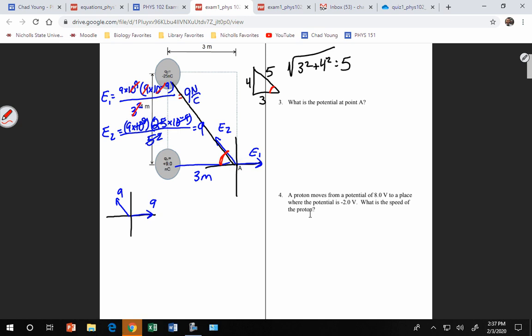53, right? 37 is the small angle. So this angle is 53 degrees. I would find it by saying the inverse tan of 4 over 3. That's 53 degrees. SOHCAHTOA. Okay? The other angle is 37, so that means this angle is 37 degrees.